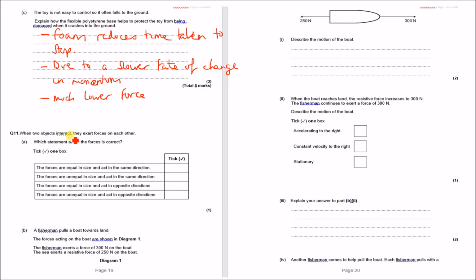Okay, when two objects interact, they exert forces on each other. The forces are equal in size and act in opposite directions, which is that one.